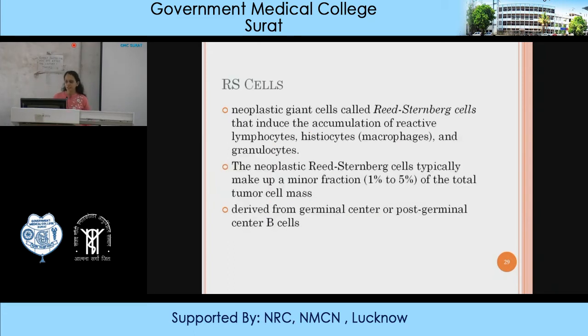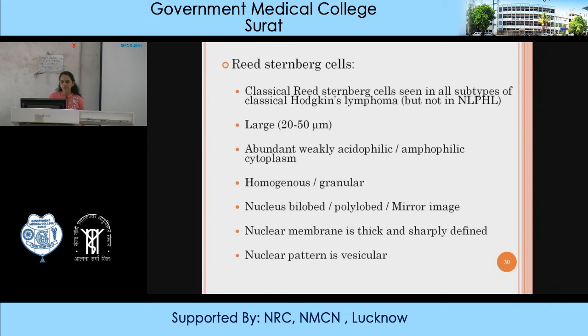RS cells are basically neoplastic giant cells called Reed-Sternberg cells that induce accumulation of reactive cells: lymphocytes, histiocytes, macrophages, granulocytes, eosinophils, plasma cells, etc. The neoplastic RS cells are typically a minor fraction, maybe 1 to 5% of the whole tumor cell mass. They are derived from germinal center or post-germinal center B cells. Classical RS cells are seen in subtypes of classical Hodgkin's lymphoma. They have similar immunophenotype, but in NLPHL, nodular lymphocyte predominant Hodgkin's lymphoma, they have a different immunophenotype.